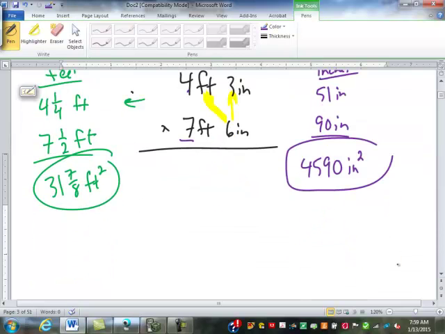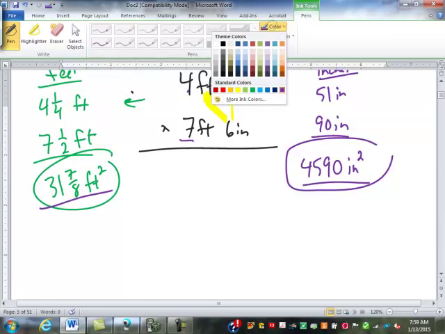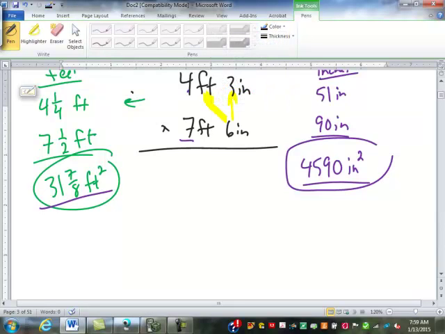Now you'll notice the conversion between those two is not 12. What should it be? 144. And it does work out. Because remember, it's square inches. That's 12 by 12, so 144 square inches in 1 square foot. You look confused, Jason. Okay?